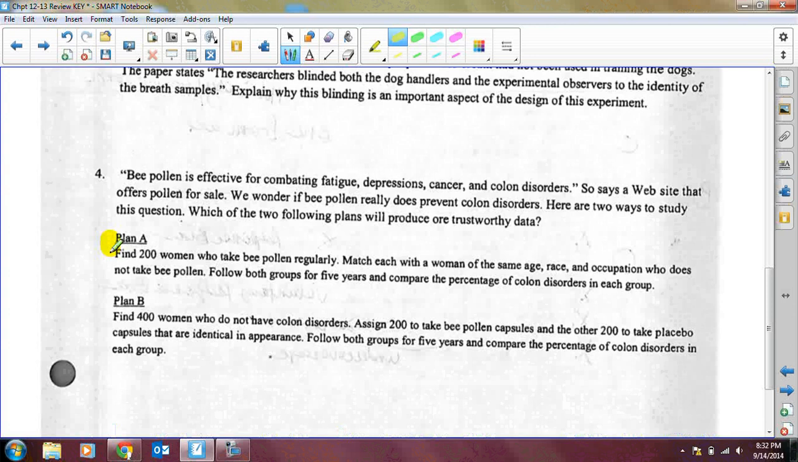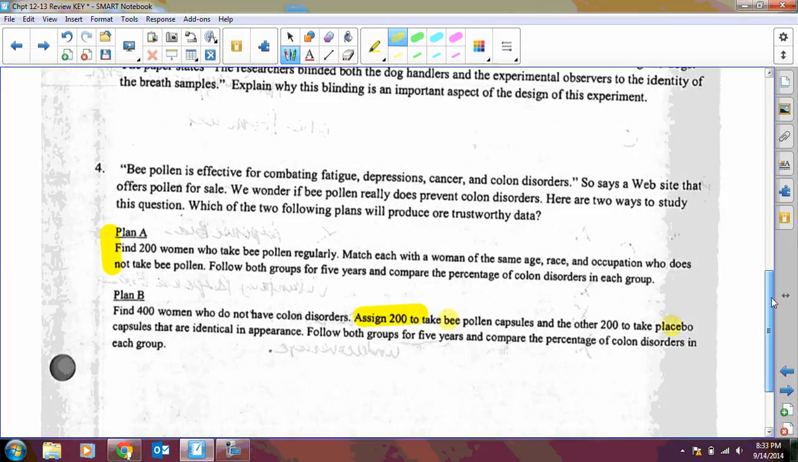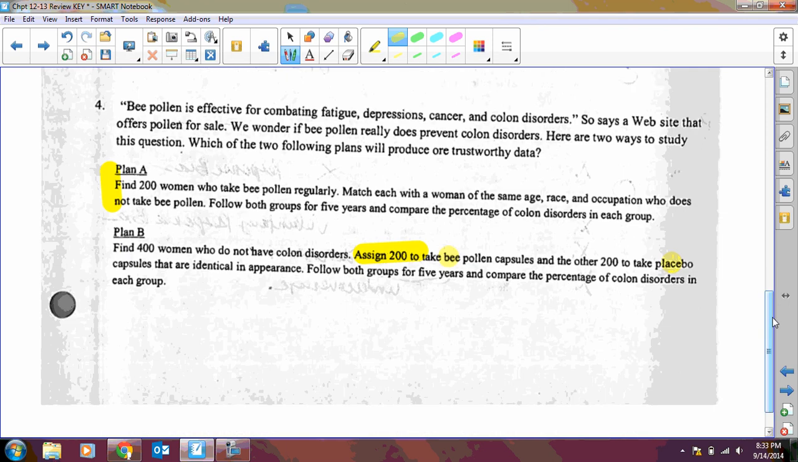Whereas in Plan B, they took women and they assigned them a treatment, either the bee pollen or the placebo. So that's assigning a treatment. And then they followed them for 5 years.